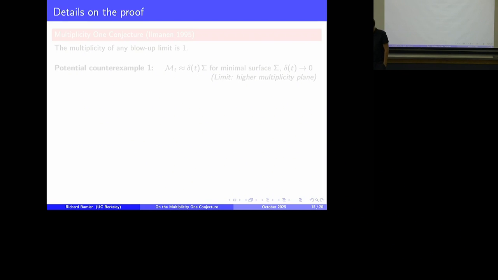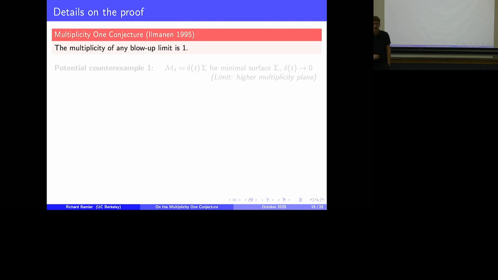Okay, so now let me just give a little bit of an idea how the proof works of this multiplicity one conjecture. Okay, so here this again. And maybe the first thing I want to do is I want to kind of discuss two potential counterexamples that we should worry about when we want to prove this. So these are things that don't occur, but we worry that they might show up.